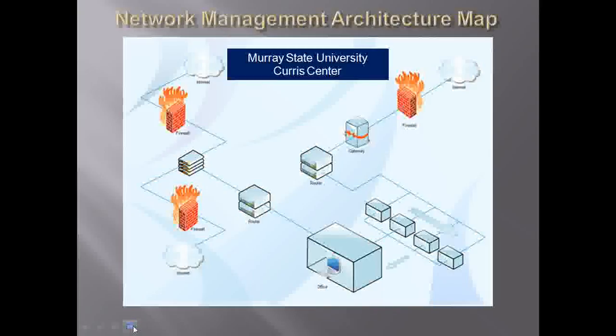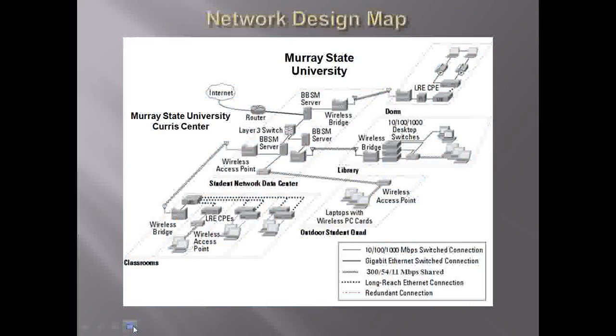Here you can see the Murray State University Curris Center's management architecture map. From the office you have your computers, and they go out to the router, which goes to the gateway. Then it goes through the firewall out onto the internet. And here's the network design map of Murray State University, including the Curris Center. As you can see, the wireless access points go out from the router onto the internet.